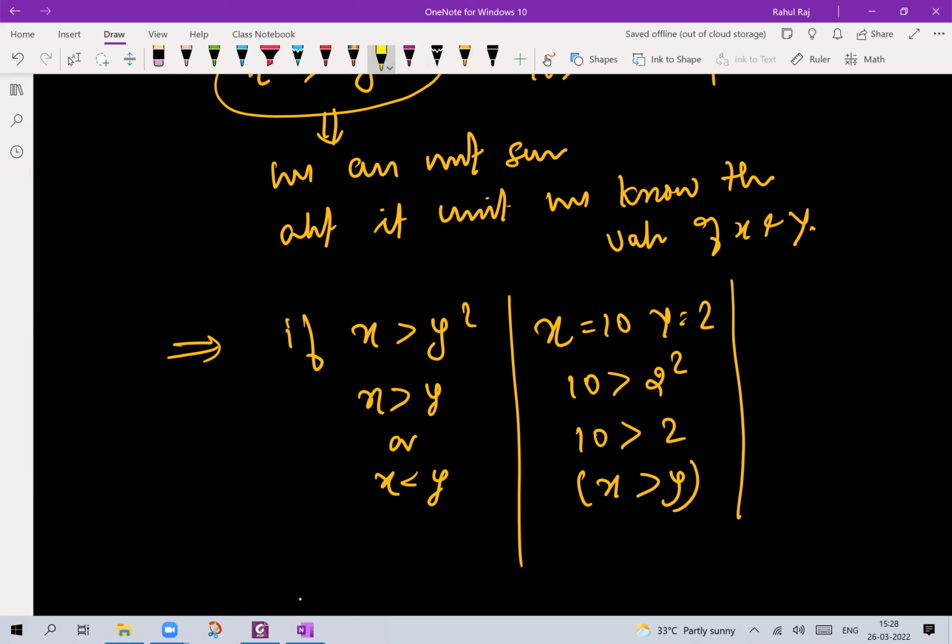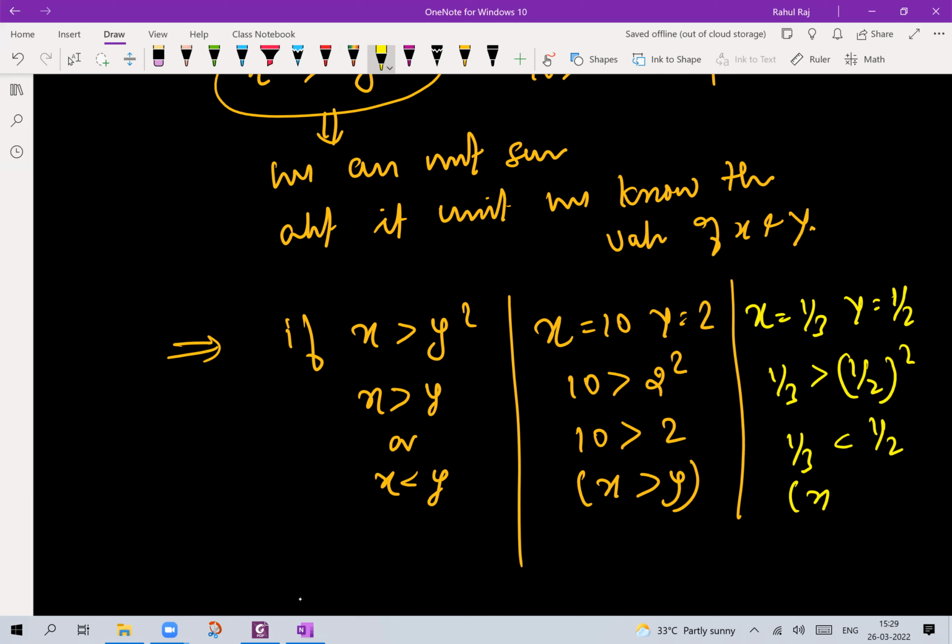But if I take x is equal to 1/3, y is equal to half. Can I say 1/3 is greater than half square? But 1/3 technically is less than half. That is x is less than y.